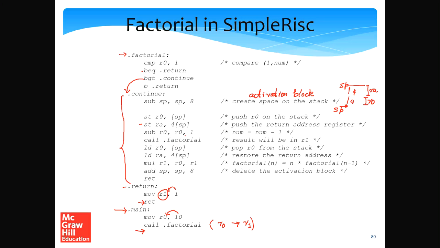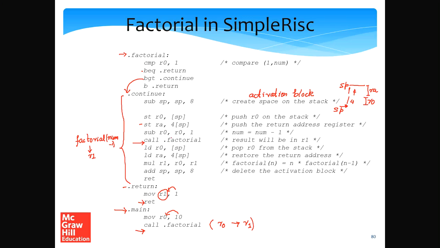Subsequently, we subtract 1 from R0, which is essentially num minus 1, and we call factorial once again. So essentially, we call one more copy of the factorial function. That will again call one more copy of the factorial function and so on, the same way that recursive functions execute. So at this point, the assumption is that the factorial of num minus 1 is stored in R1.